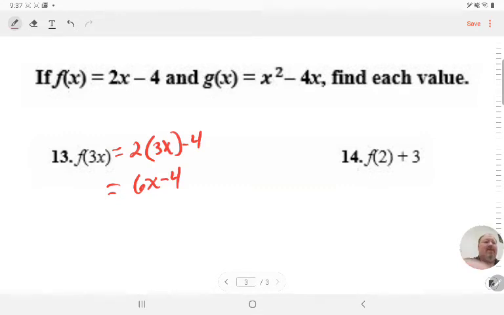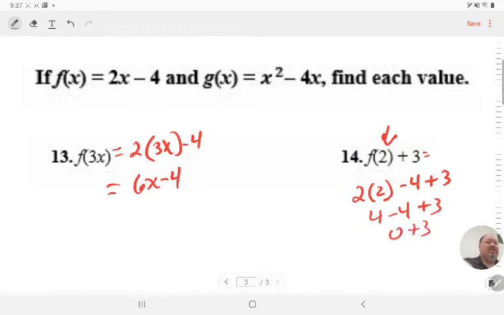That's it. Then on this last one, again, everywhere that I have an x, I would put a 2 in, and at the end, I add the 3, because only the 2 is in parentheses. So it would be 2 times 2 minus 4 plus 3. So that would be 4 minus 4 plus 3, 0 plus 3, which would equal 3. Okay? So in this one, you only put what's in the parentheses in for the x, and whatever is left, you put at the end, okay?